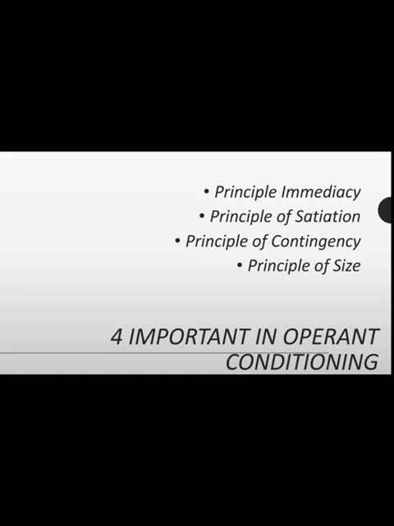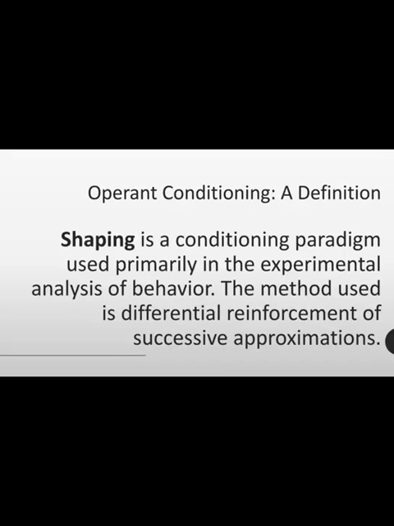And there are four important principles in operant conditioning: principle of immediacy, principle of satiation, principle of contingency, and principle of size. Operant conditioning shaping is a conditioning paradigm used primarily in the experimental analysis of behavior. The method used is differential reinforcement of successive approximation.